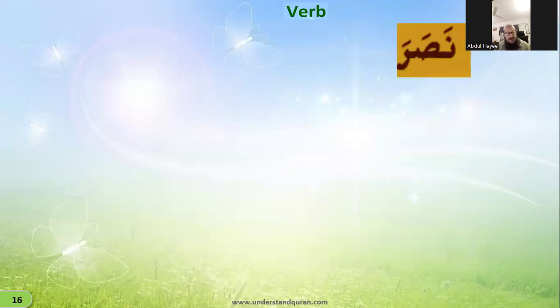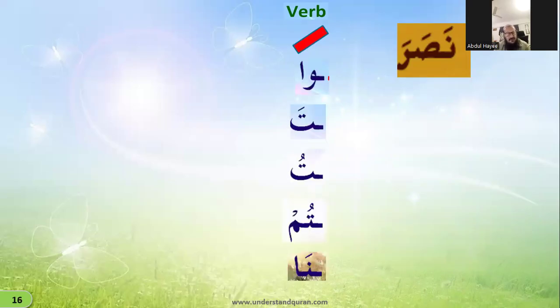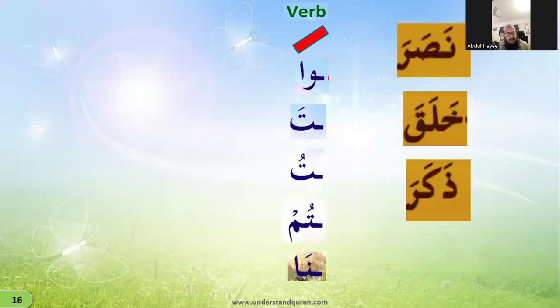And same we did with the second set. Nasara, nasaru, nasarta, nasartu, nasartum, nasarna, nasarat. Khalaqa, khalaqu, khalaqta, khalaqtu, khalaqtum, khalaqna, khalaqat. Zakara, zakaru, zakarta, zakartu, zakartum, zakarna, zakarat. Abada, abadu, abatta, abattu, abattum, abadna, abadat.